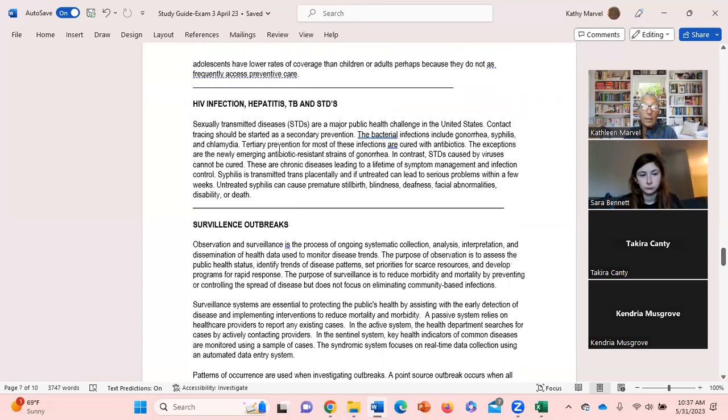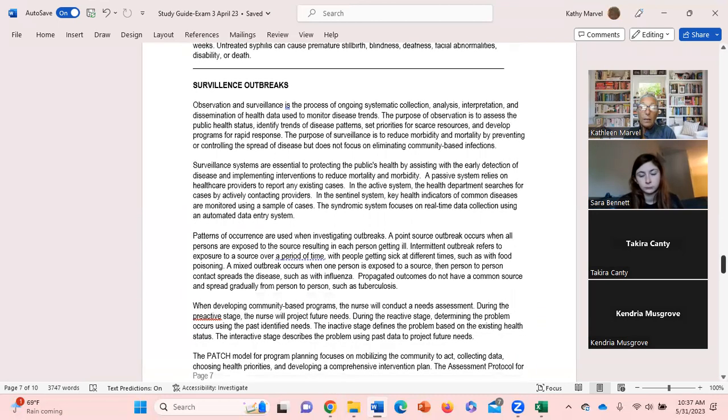And here's a section about HIV, hepatitis, TB, and STDs. That was in the chapter. One of the weeks we covered these 4 communicable diseases. We're going to be doing surveillance and outbreaks this week. So if you haven't had your lecture this week yet, this will be covered. So I'm not going to go through that now.